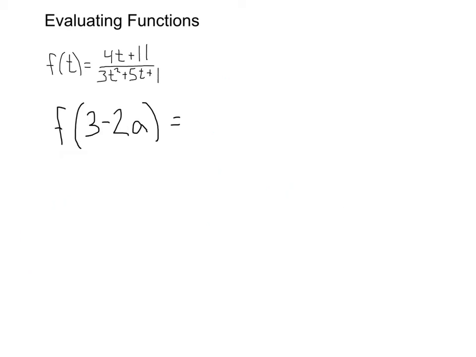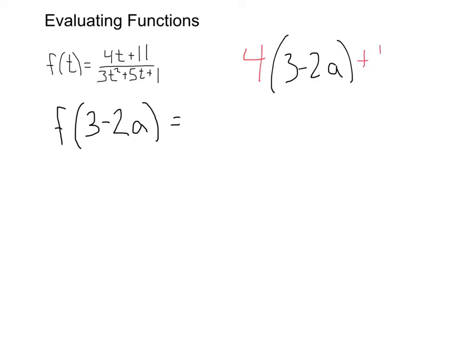Let's do one more of these really quickly. Here we have f of 3 minus 2a. Now it doesn't matter what's in this parentheses. All that's going to happen here is this is going to replace our t. So this is going to give us 4 times 3 minus 2a, just switching what's in here exactly for this t here.